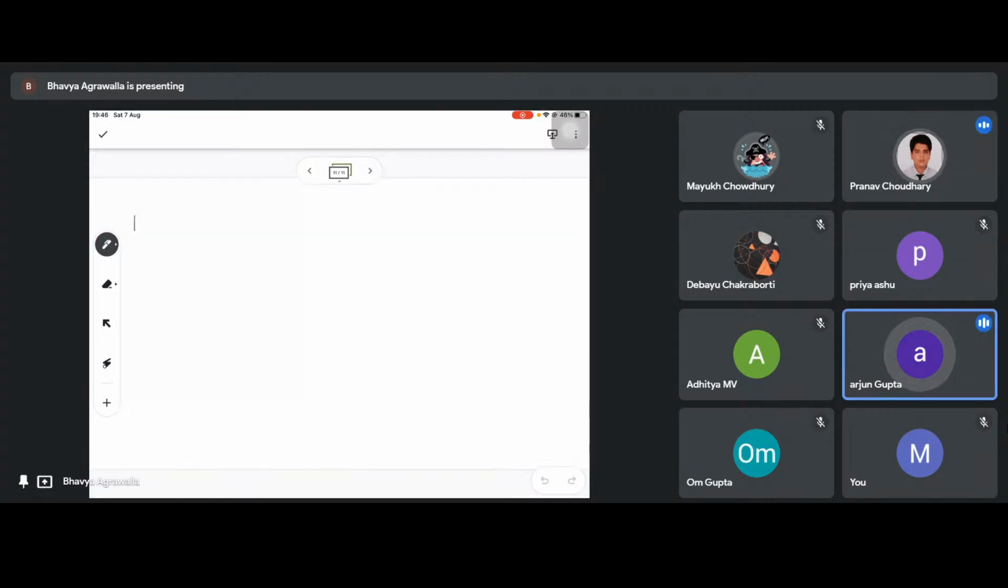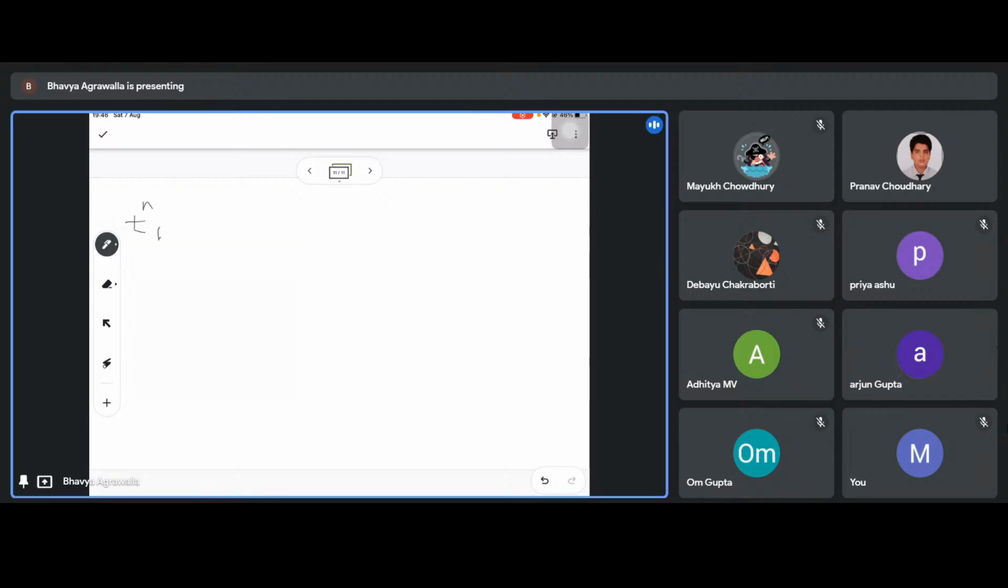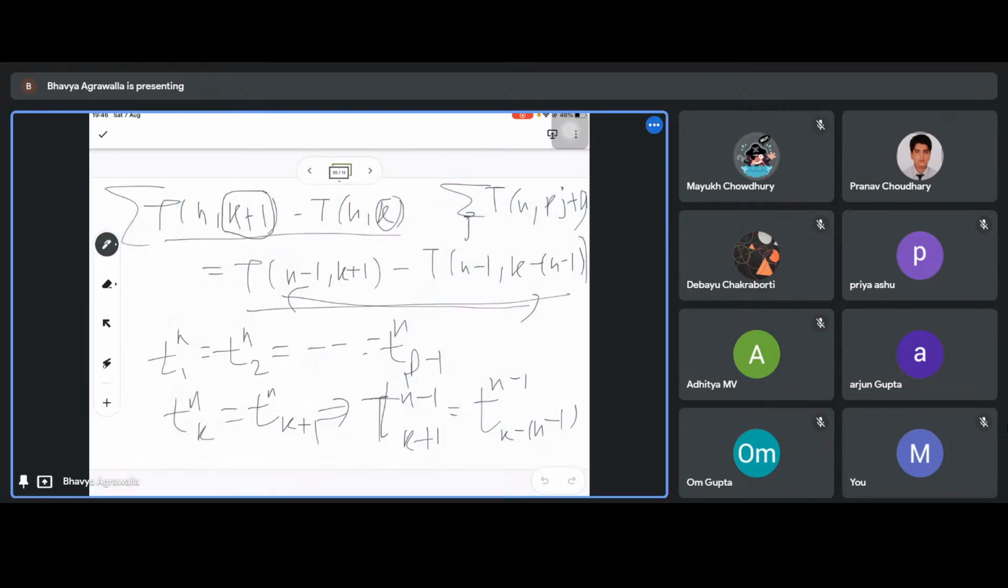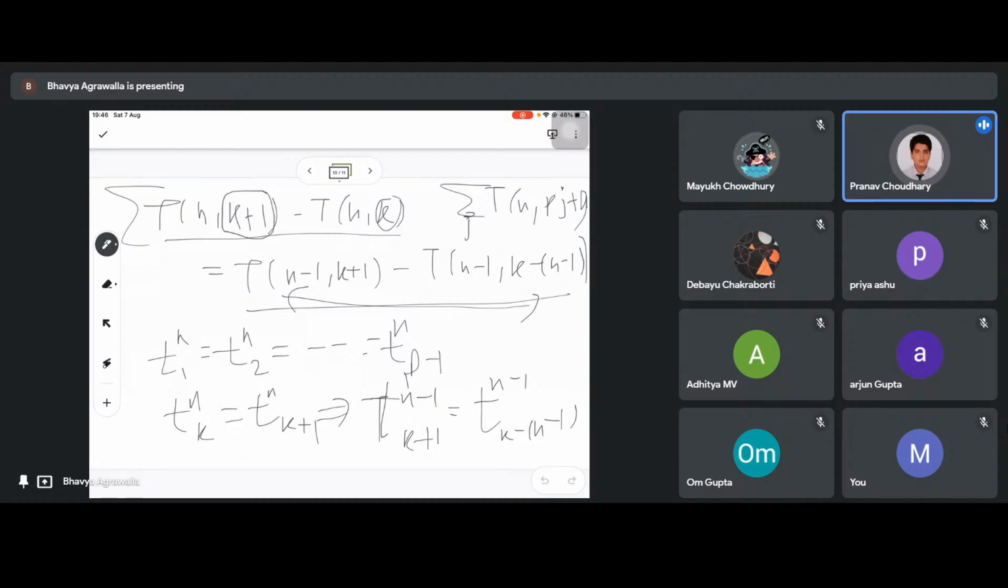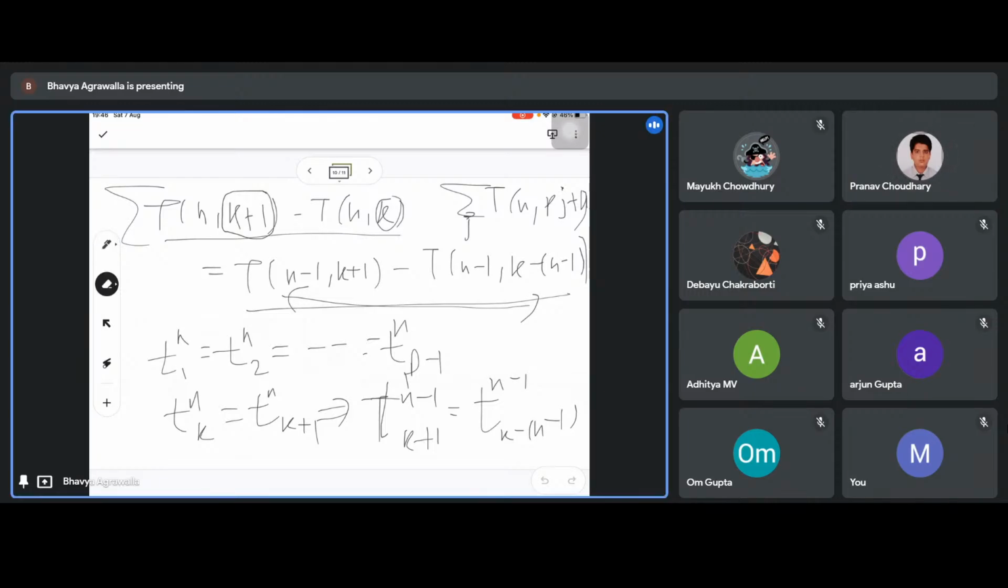Can you show the 10th slide only? Oh, yes. Can you tell what you did on the first line that became equal? After that, what did you do? I couldn't understand that. Okay, so right, this thing you understood by capital T of n comma k.